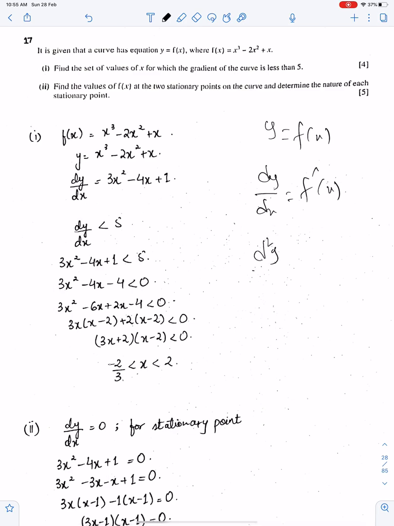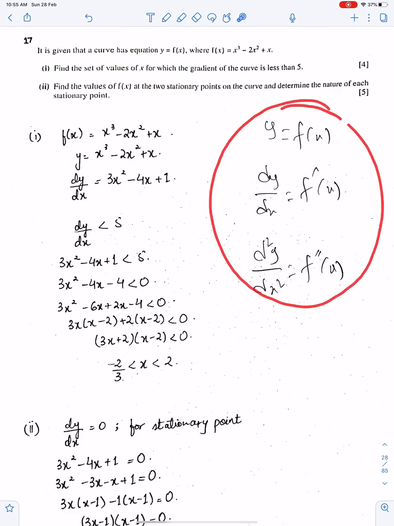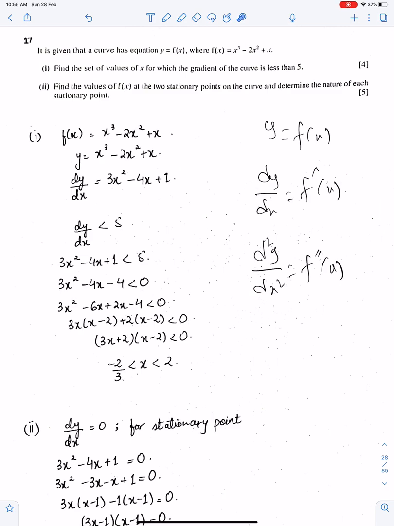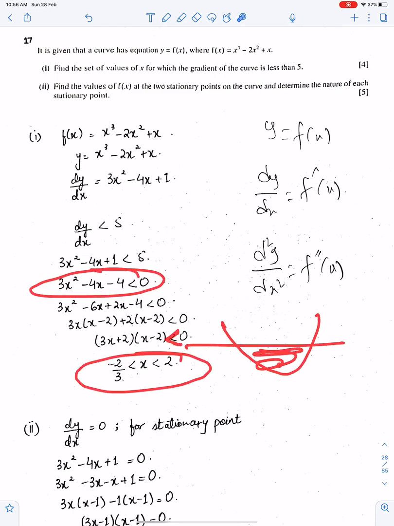And d2y over dx2 is f double prime x. Make sure you remember these notations. So you can write this as f prime x or dy upon dx, it's your choice. It's better to write f prime x because the question is given in the form of f of x. But it's fine if you write dy upon dx. It's mentioned gradient is less than 5, so you need to solve this inequality. Since we have a less than sign, you need to write your answer in this form because this region is required.